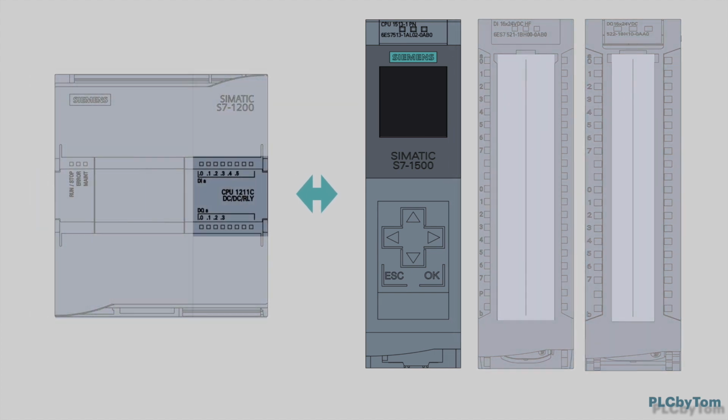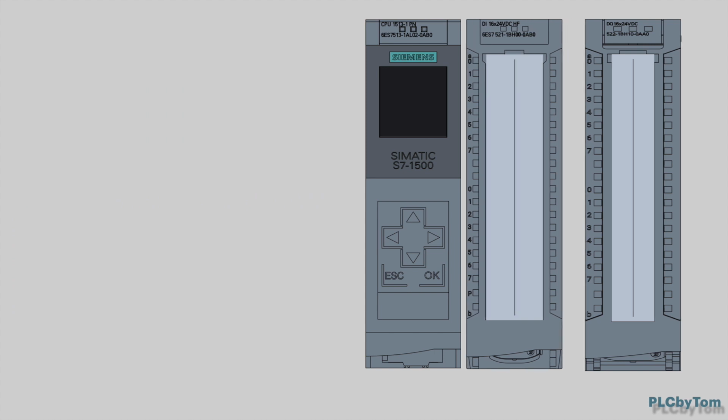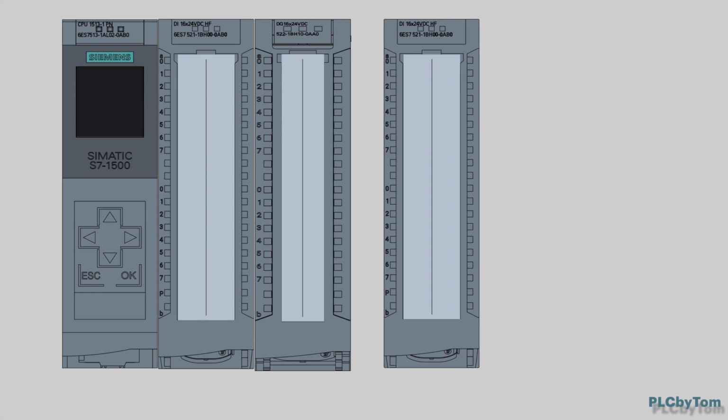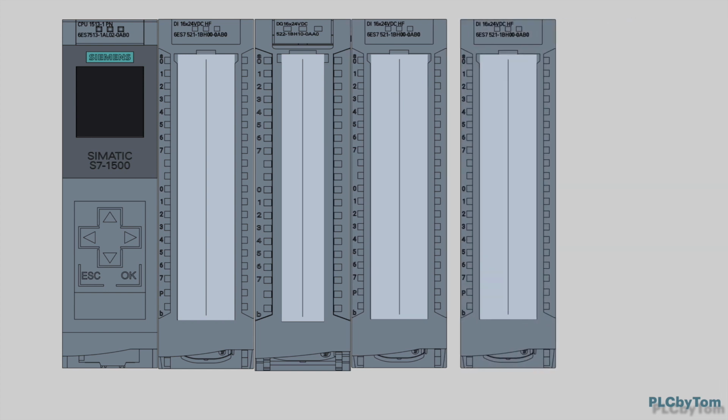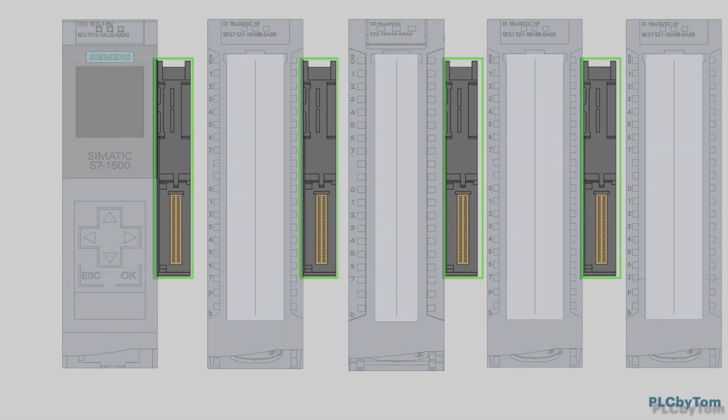Some PLCs come with integrated I/O terminals, but usually I/O modules are modular, come separately, and need to be attached to the PLC. Communication between PLC and I/O modules is done by backplane connection.